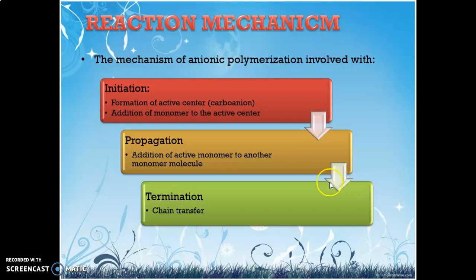Okay, the reaction mechanism also involves ionization, propagation, and termination. Ionization is the formation of the active center, which is the carbanion, and the addition of monomer to the active center. Propagation is the addition of the active monomer to another monomer molecule, and the termination is by chain transfer.